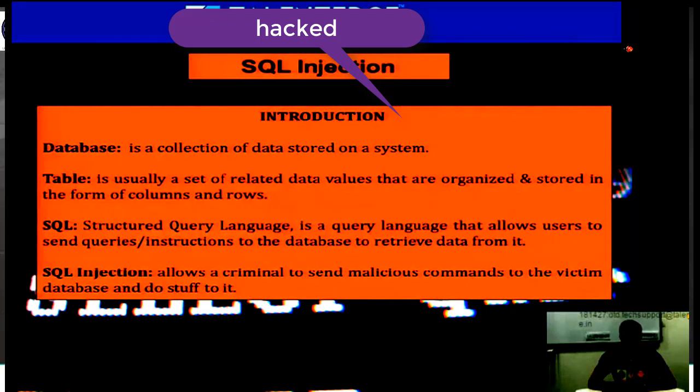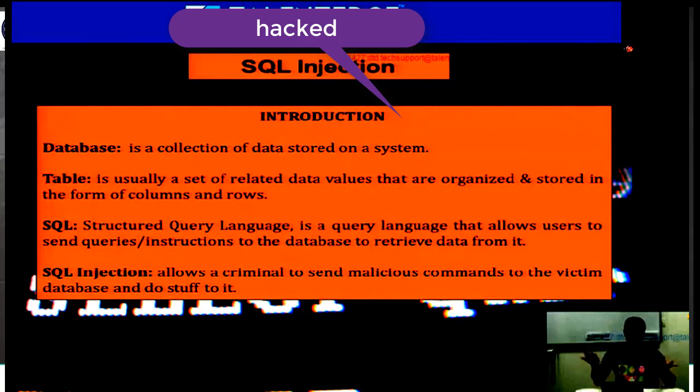First of all, what exactly is a database? A database is basically a collection of data that is stored on a system. A table is usually a set of related data values that are organized and stored in the form of columns and rows.